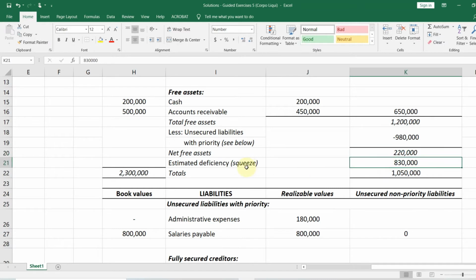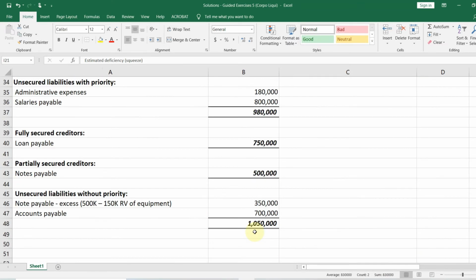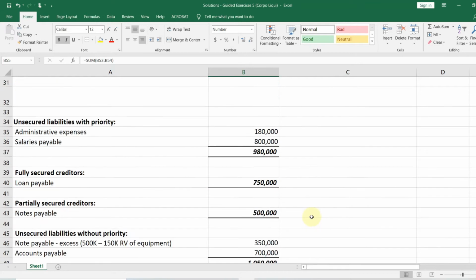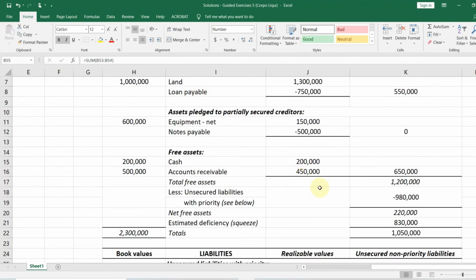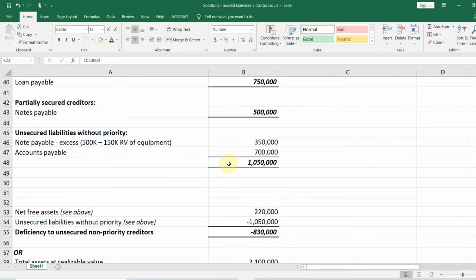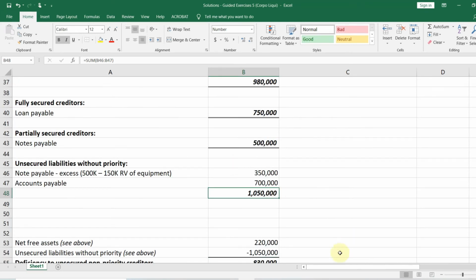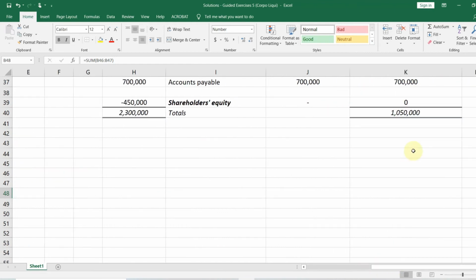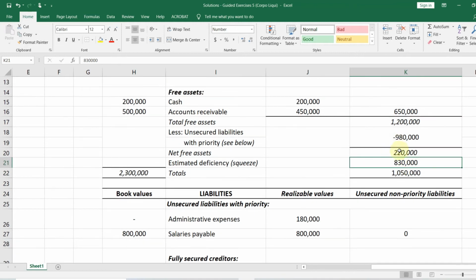This one is a squeeze figure. But because we computed it earlier, the estimated deficiency, where? Yan, 830. You no longer need to squeeze it. But if you have not computed it ahead of time and you're using this pro forma, you can squeeze it, because you know the total is 1050. So you have total unsecured liabilities without priority of 1050. So this is a squeeze figure.